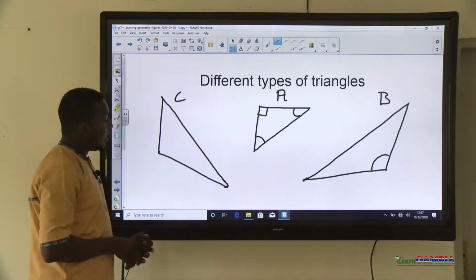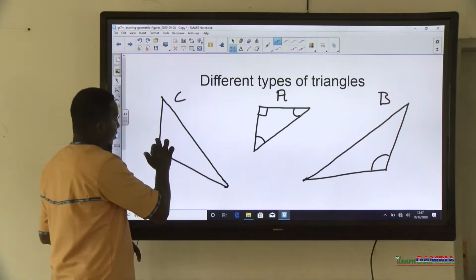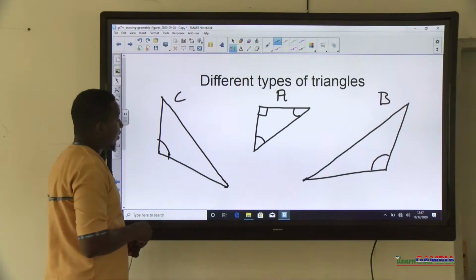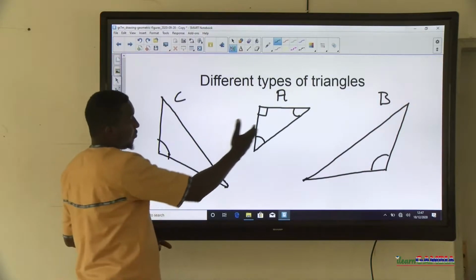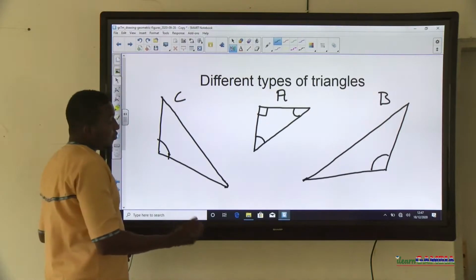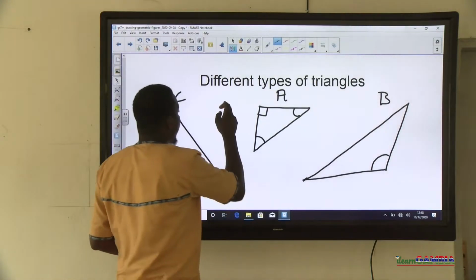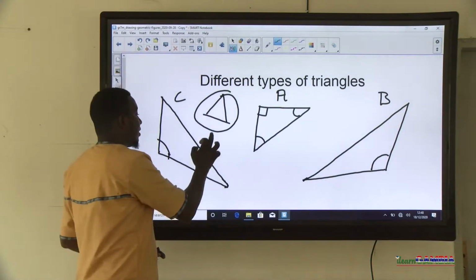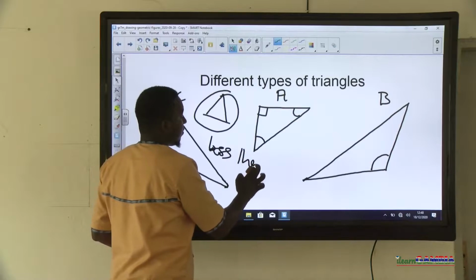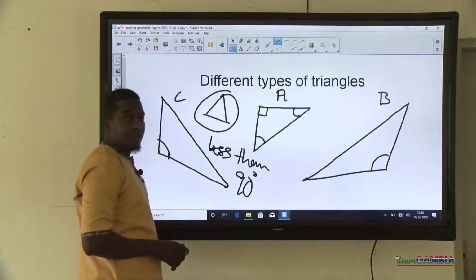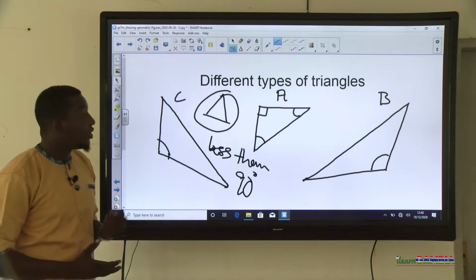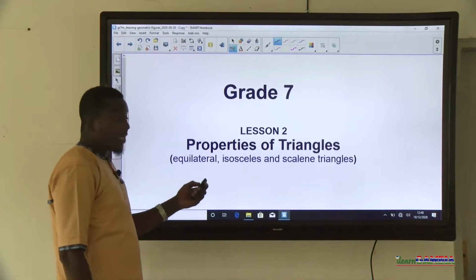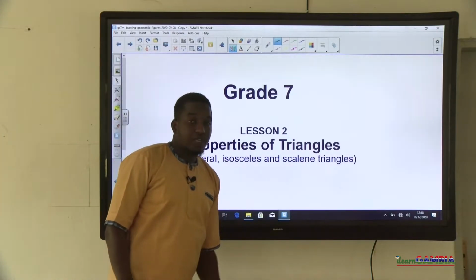In today's lesson, we'll discuss three types of those, which are equilateral triangles, isosceles triangles, and scalene triangles. Again, when we look at the third triangle, triangle C, you can see that the largest angle of the triangle can be more than 90 degrees. So it is different from the first triangle, triangle A. Based on that fact, you can also have triangles wherein all the angles are less than 90 degrees. So how do we classify such triangles? Today we are going to center our discussion on that, and we will classify them as equilateral triangles, isosceles triangles, scalene triangles, and so on.